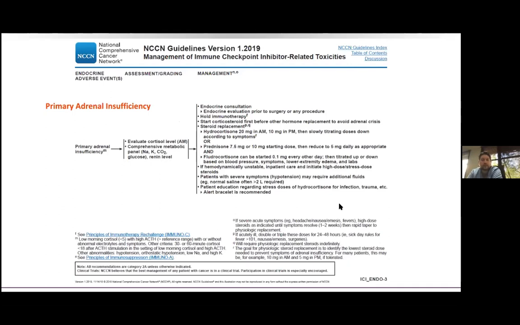Primary adrenal insufficiency is one of the manifestations. Consult endocrinology, start a corticosteroid on these patients, and they can be treated essentially as an adrenal insufficiency. If these patients settle and improve and have low-grade effects, immune therapy can be reconsidered.